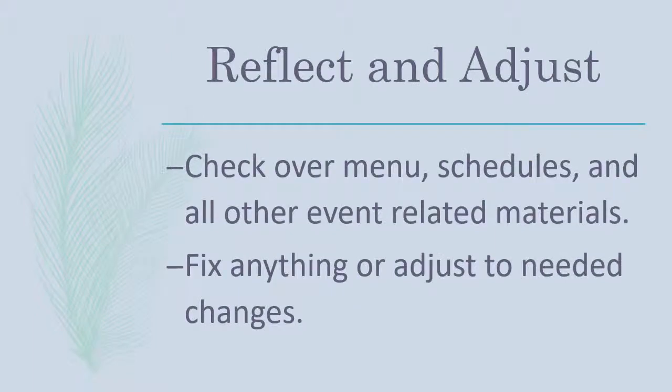Reflect and adjust. This is pretty straightforward. Go over everything and anything that wasn't done or went wrong and needs to be adjusted. This could be anything from if you haven't bought something in a certain month, or if you didn't order something. This is the time you set aside to fix all of those things that you didn't do with previous schedules and time and things.